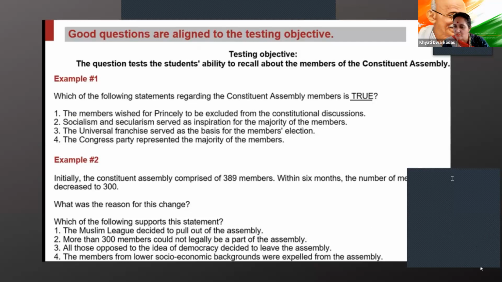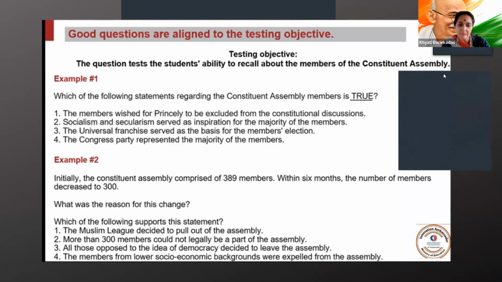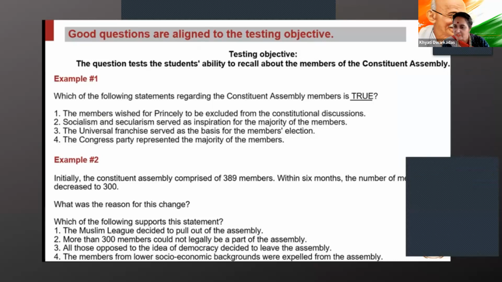Look at the next question. Yes, Jaydevi, I agree with you. Look at the next question. Initially, the Constituent Assembly members comprised 389. Within 6 months, the number of members decreased to 300. Why did this happen? Again, write a G or a B. Is it a good question or a bad question? Yes, the question is good. Only one of the 4 alternatives is slightly longer, which may lead the students to get distracted.